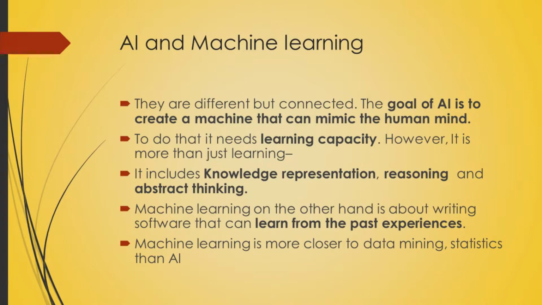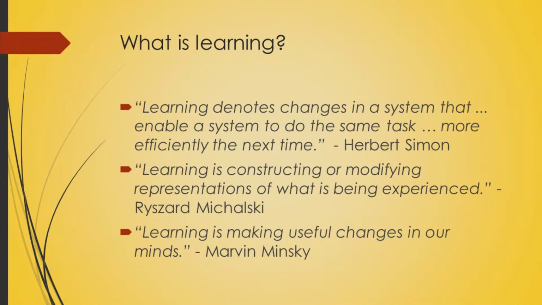Whereas machine learning is a process of learning. How do we learn? Machine learning, on the other hand, is about writing software that can learn from past experiences. And it is quite related to data mining or statistics, in fact more so than to artificial intelligence as such, all right? So we'll look in more detail at what learning is now.